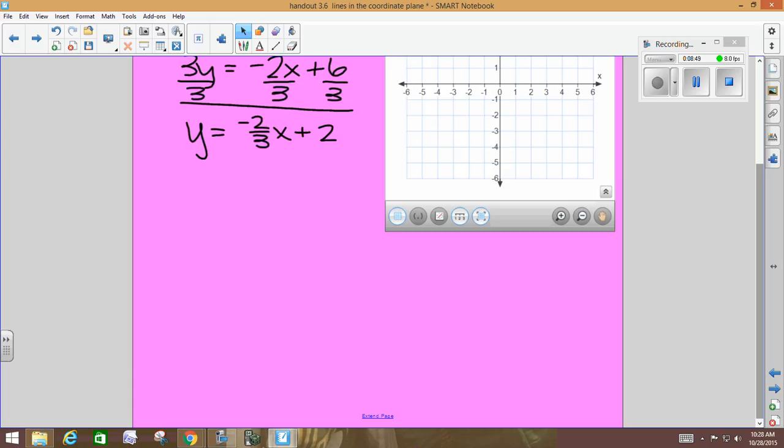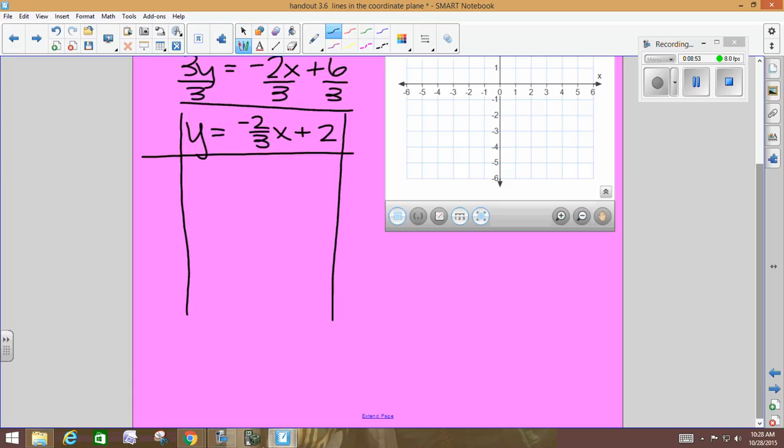After you have it solved for y, then you make your chart. 2 vertical lines and a horizontal line. You can just do a T if you want. And then we're going to pick 3 x values to substitute in. What's the best x value to plug in? 0. Good. 0 is the easiest.